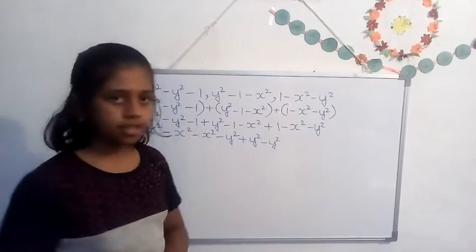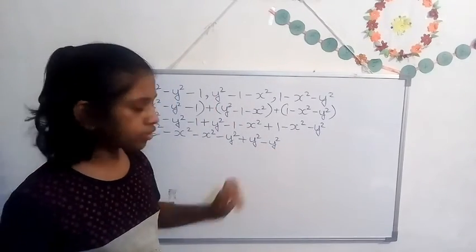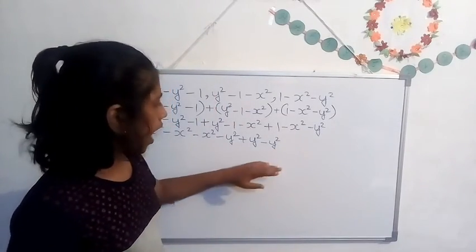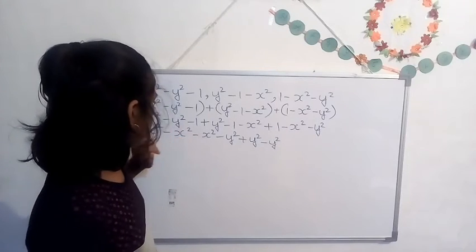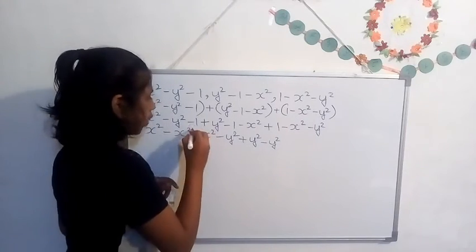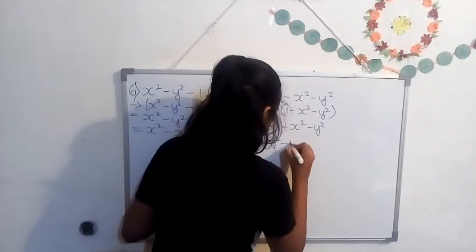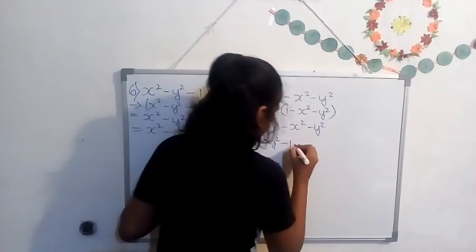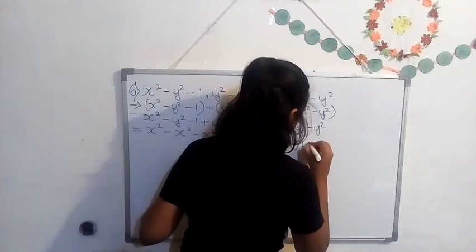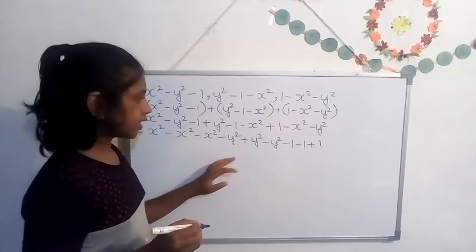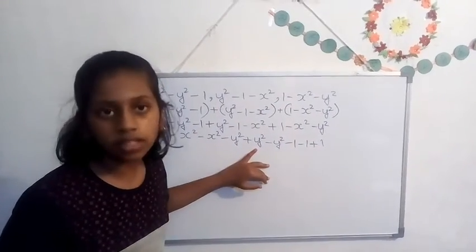So any other terms or variables containing y square? No. So I am going to take the next constant. So that is 1. So 1 means here minus 1 is there, and minus 1 and plus 1. So this is the way to write in like terms.